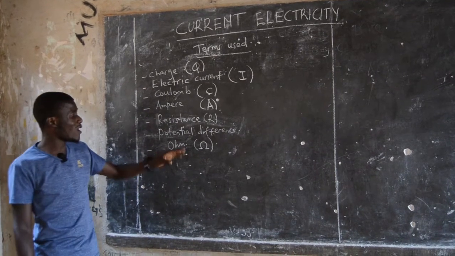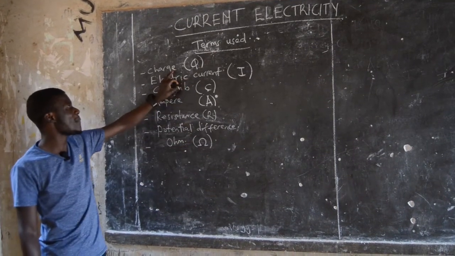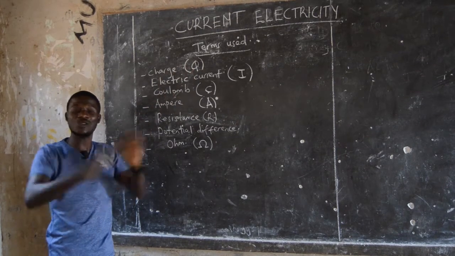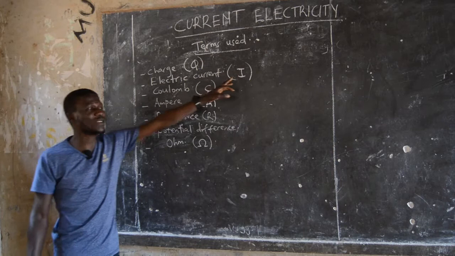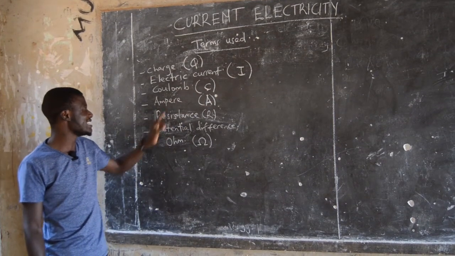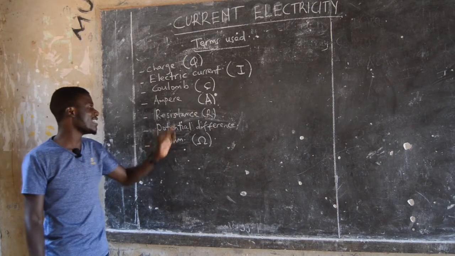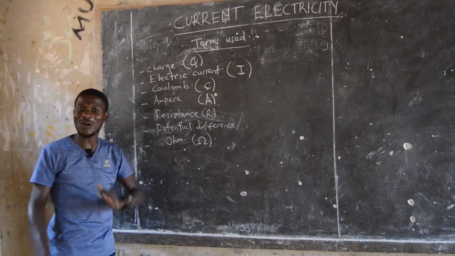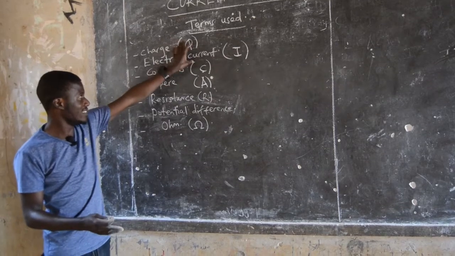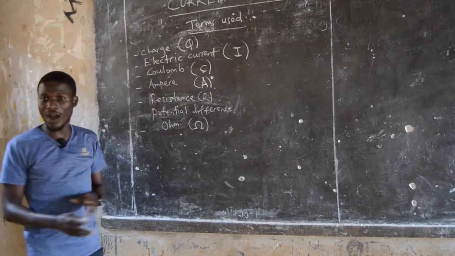terms. And what you see in brackets, for example, charge here, you're seeing a capital Q. That means that is how we denote it. Electric current, we use capital I. Coulomb, we use capital C. Ampere, we use capital A. Resistance, we use capital R. So these are just the letters we use to denote those terms.